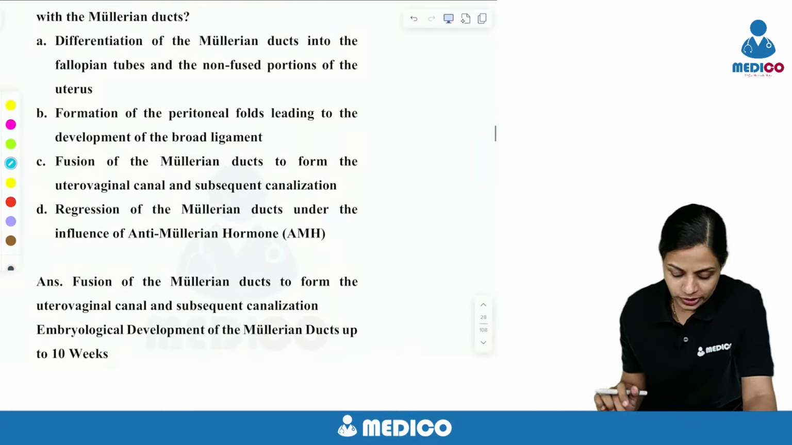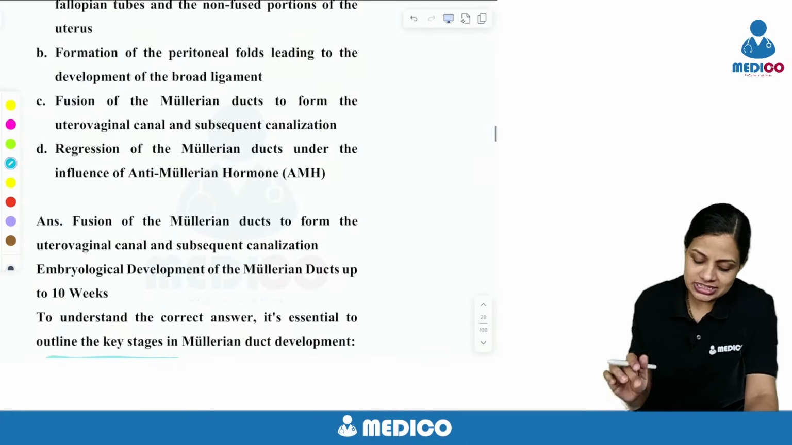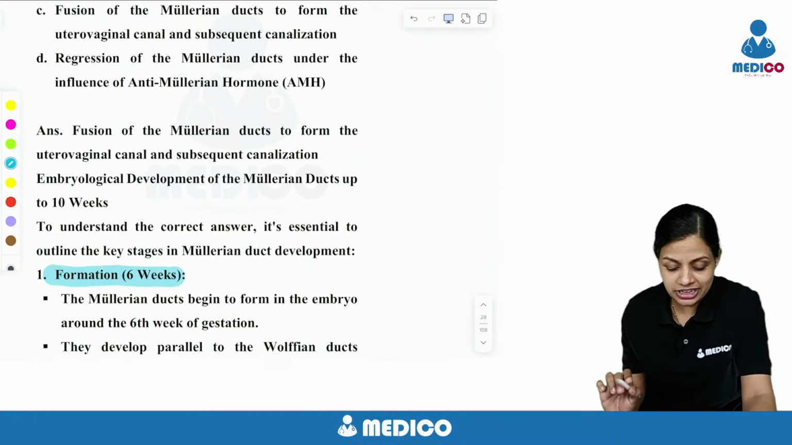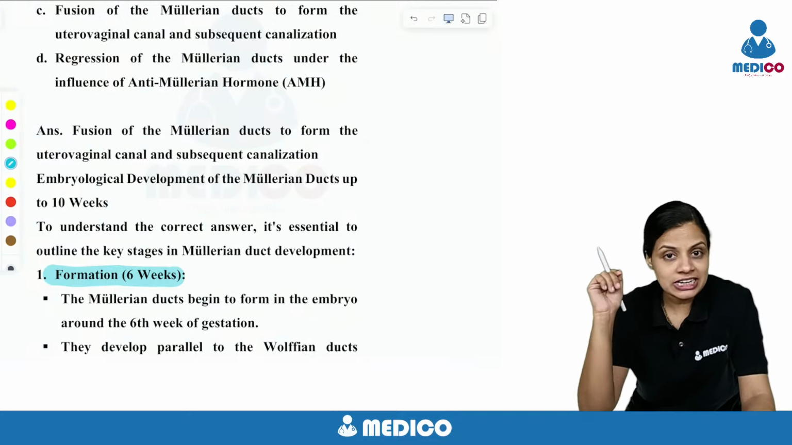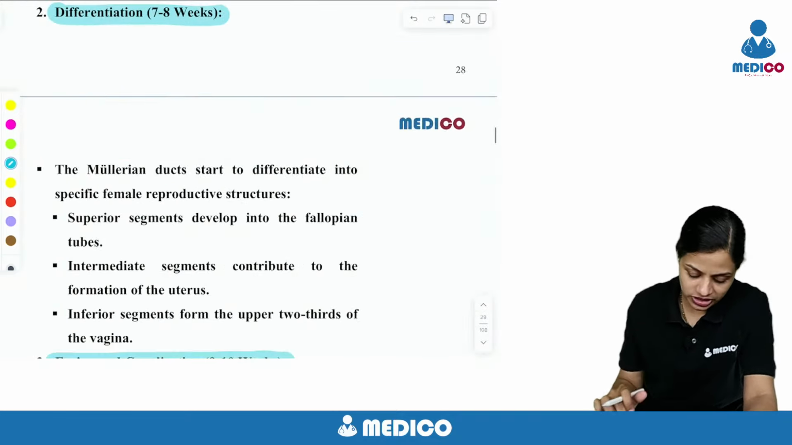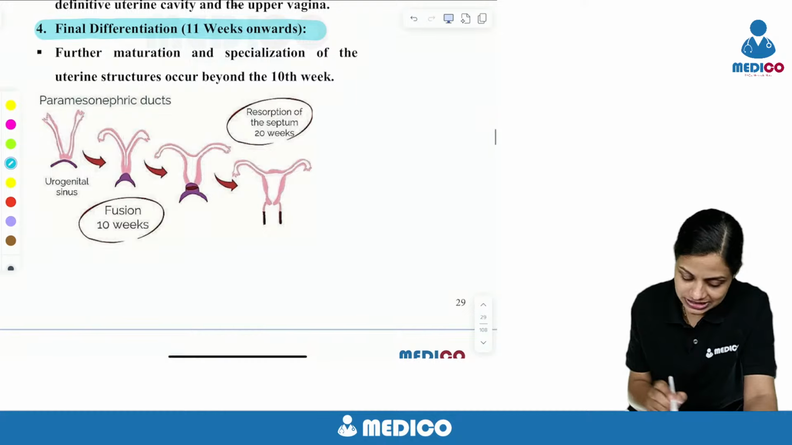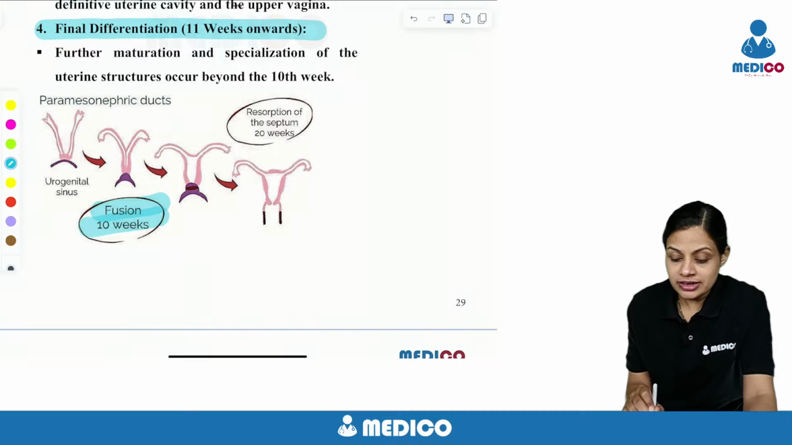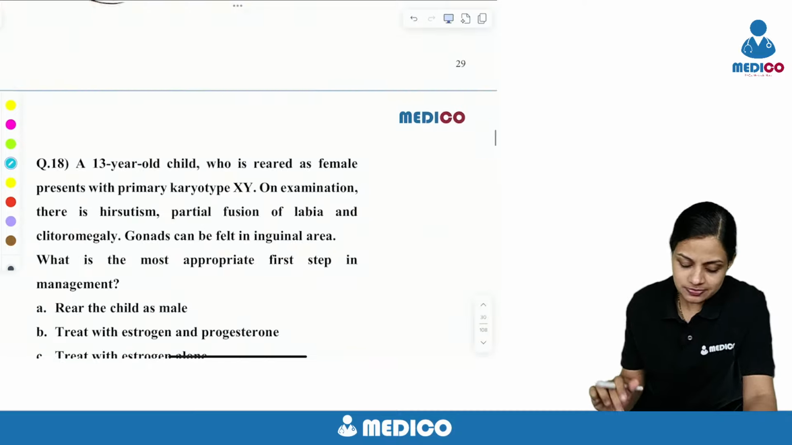Okay. What was the question? What happens at 10 weeks? At 10 weeks, there is fusion of the Mullerian ducts to form the uterovaginal canal and then subsequent canalization. See, fusion starts occurring at 10 weeks. And then, this one also you need to know, there is resorption of the septum at 20 weeks.